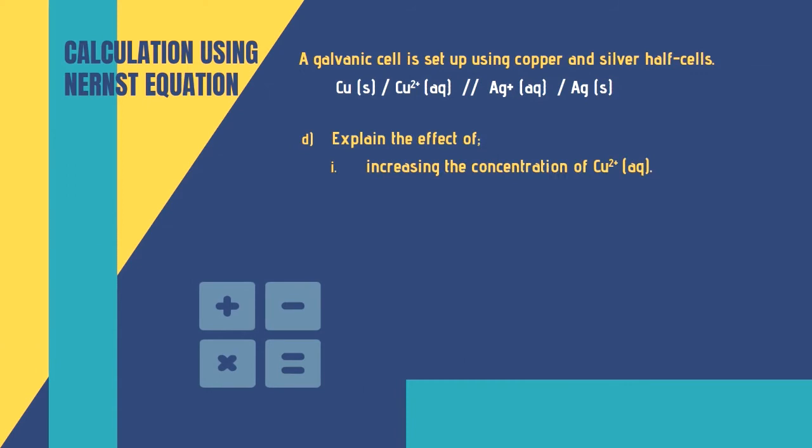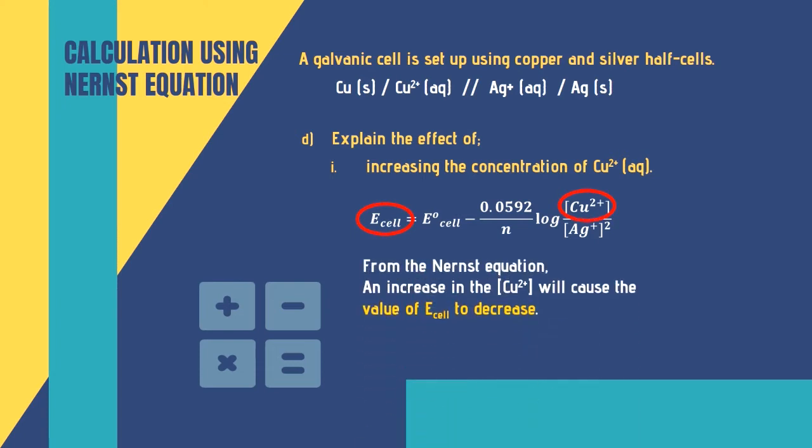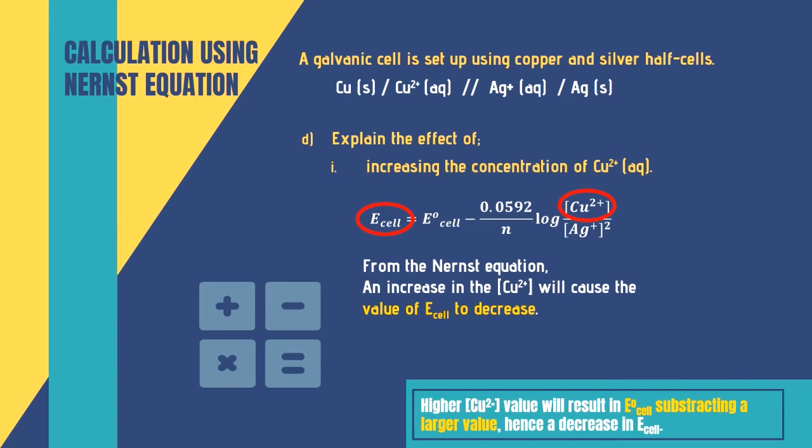Next, to explain the effect of increasing the concentration of copper 2+, students need to refer to the Nernst equation again. An increase in copper 2+ concentration will cause the value of E cell to decrease. This is due to the E naught cell having to subtract a larger value.